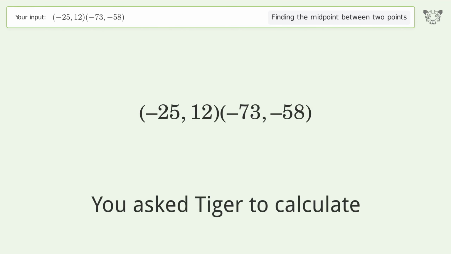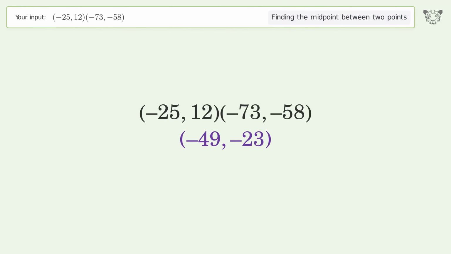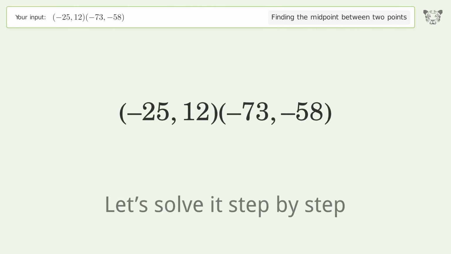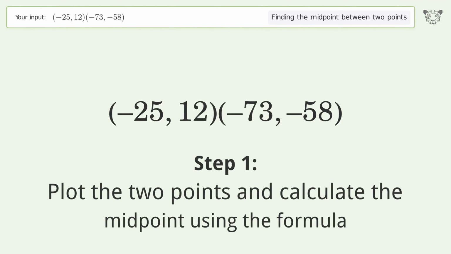You ask Tiger to calculate. This deals with finding the midpoint between 2 points. The midpoint between the 2 points is -49, -23. Let's solve it step by step. Plot the 2 points and calculate the midpoint using the formula.